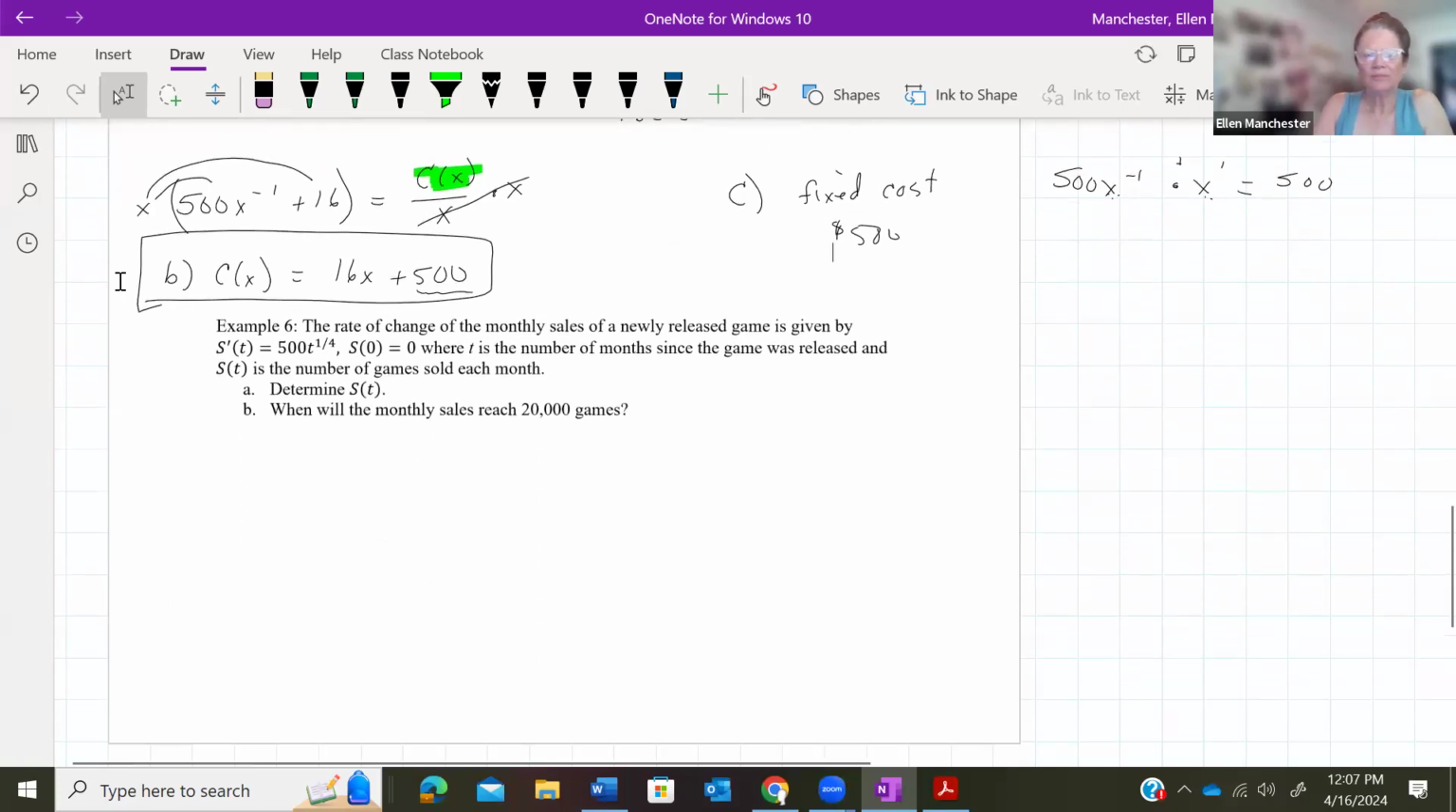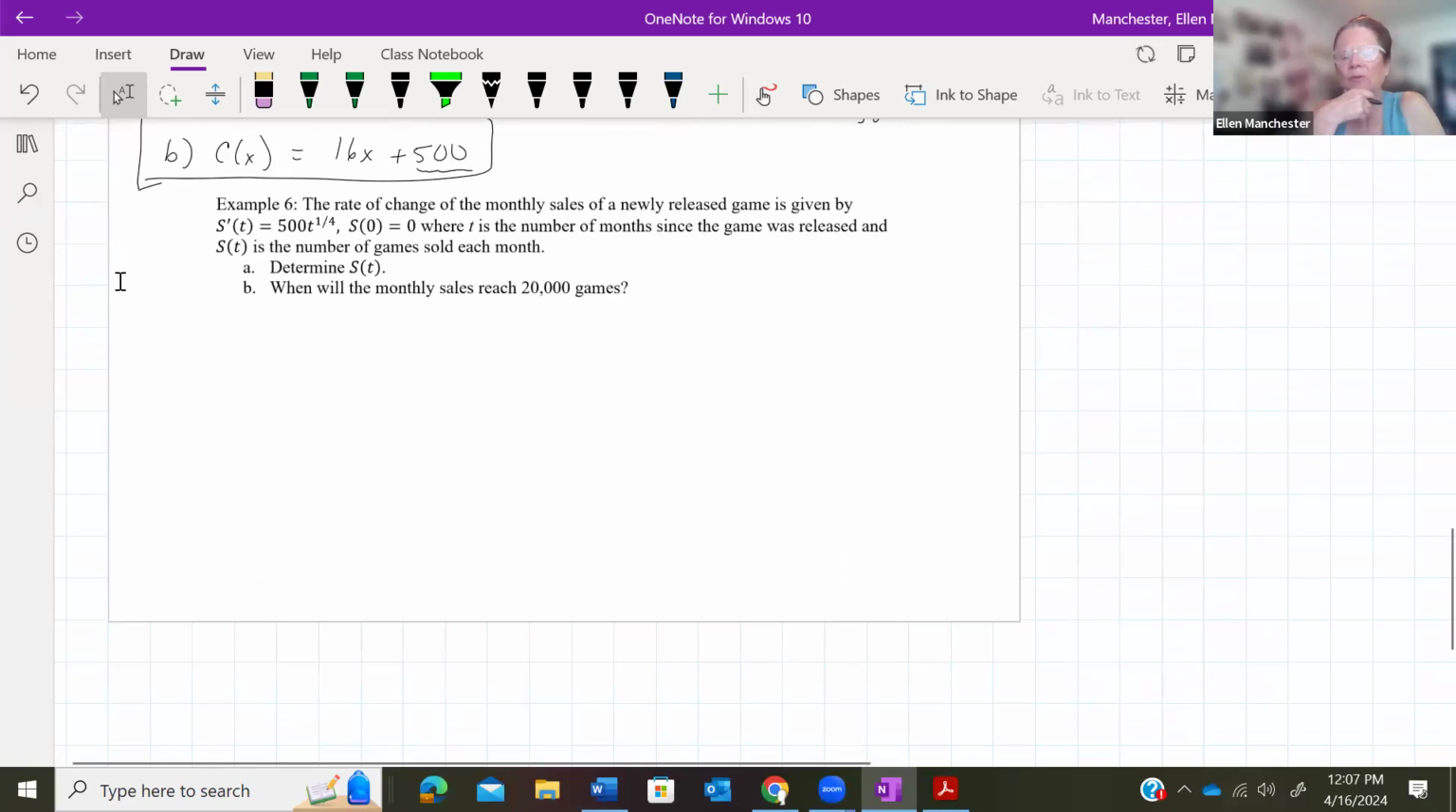All right, last one. Example 6 says the rate of change of the monthly sales of a newly released game is given by the derivative, right? The marginal sales, derivative of sales, is 500t to the 1/4, and when t is 0, S is 0, where t is the number of months. So this is really important: pick up what your variables represent. T is the number of months. S of t is the number of games sold each month. Now this S of t does not mean S times t. This is just functional notation. This is our sales function.